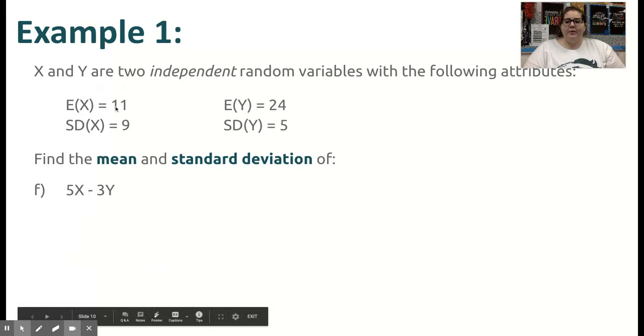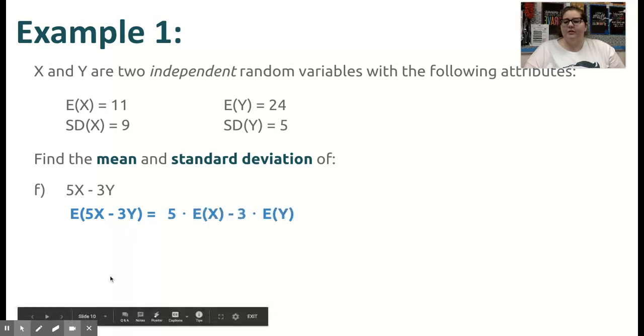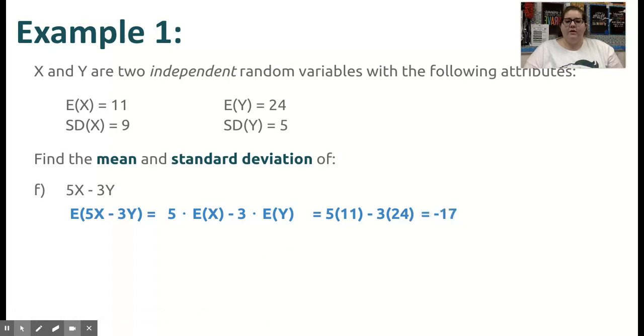All right, last example with this set of data, 5x minus 3y. We're doing some scaling, some shifting, some combining all together. Mean of x, expected value, always does what you expect it to. It's going to be pretty easy. We basically can just plug in the mean of x and the mean of y into that equation and just do the math. So mean is always going to be easy. 5 times 11 minus 3 times 24, which comes out to negative 17. Straightforward, easy, mean is easy.